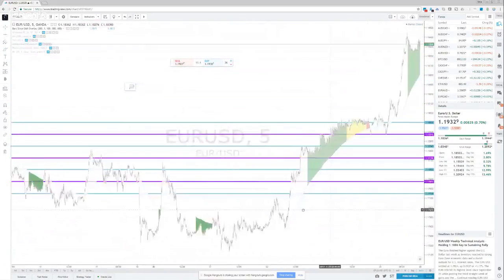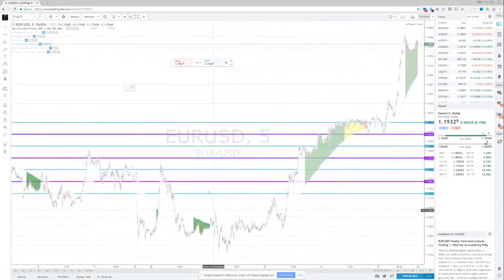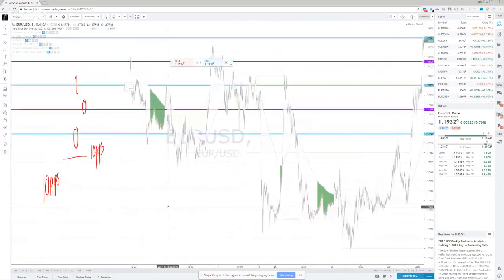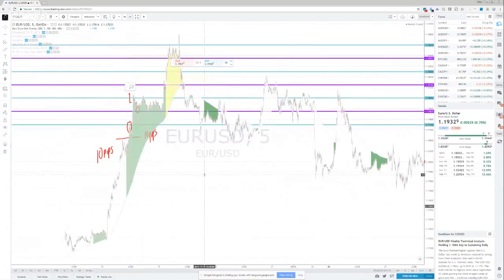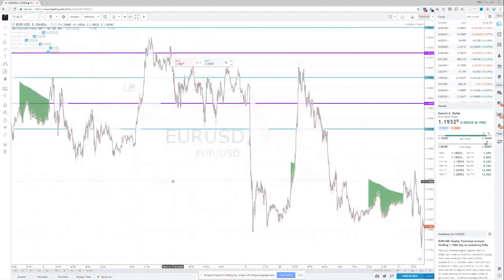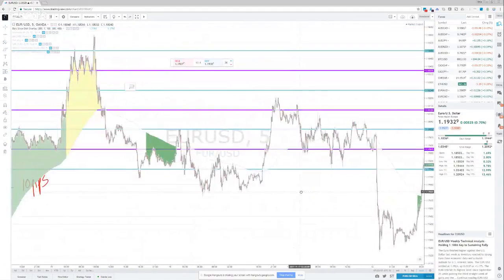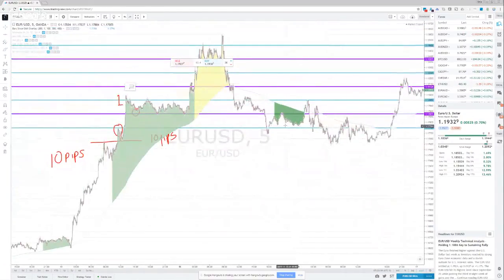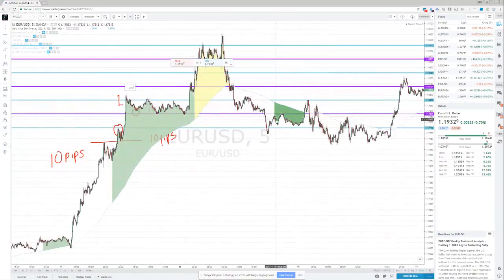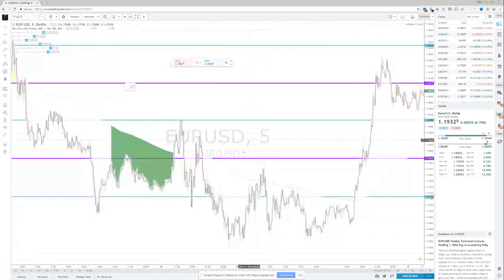Let's see here. Let's give another example. We have a bullish example. No, how about a bearish example? Let's see if I can do this here.